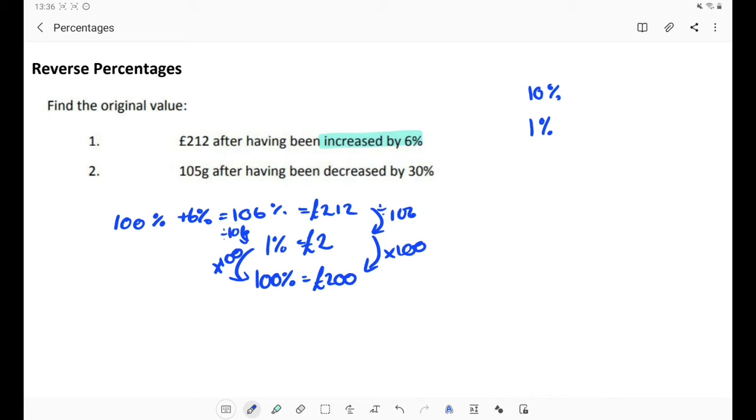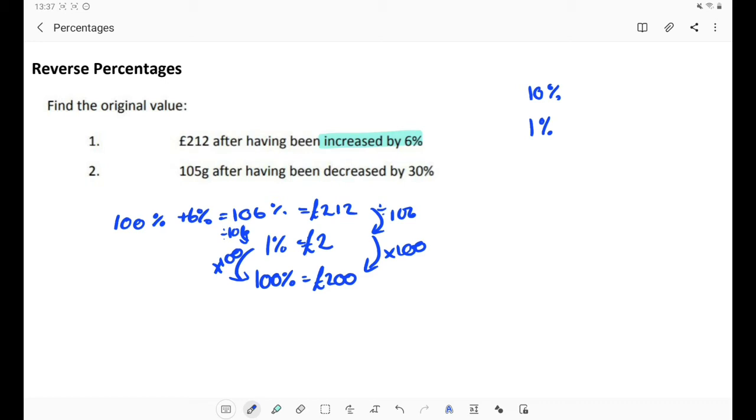So in these questions, what do you do? You figure out what percentage you have, and it will not be 100%. You then take that amount and you make it equal to the value you've been given. So here, 106% equals £212. To find 100%, you break it up into little 1% and you times by 100. So it is the opposite of what you normally do. You normally divide by 100 times by the percentage. Here, you divide by the percentage and you times by 100.